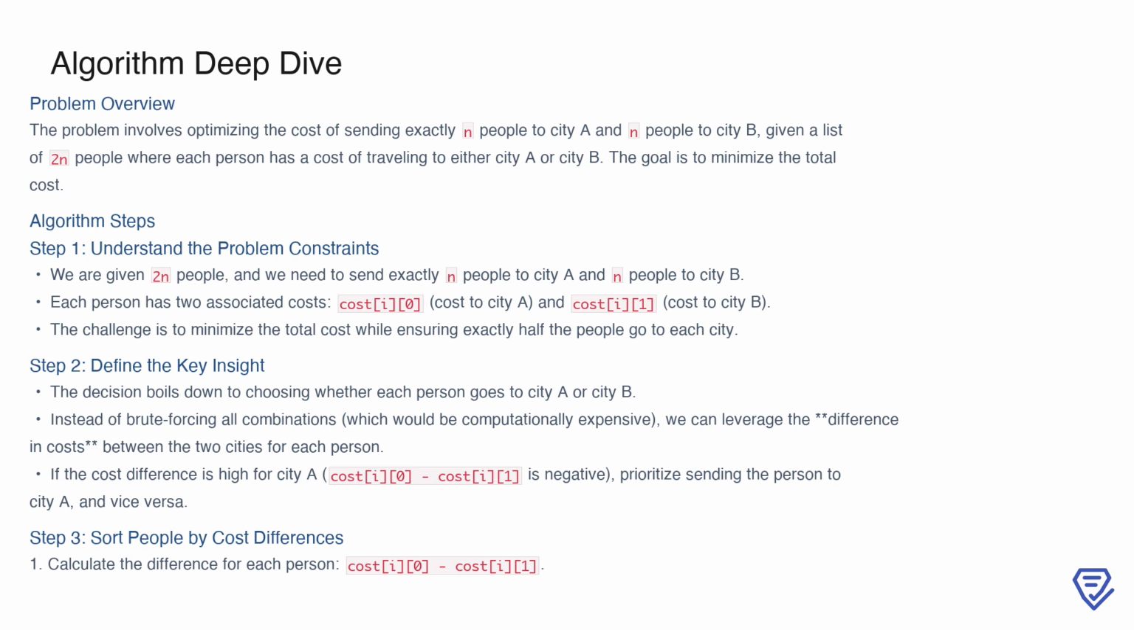Instead of trying every possible combination of assignments, which would be computationally expensive, we can focus on this difference to make an efficient decision. If the cost difference indicates a significant advantage for one city, we prioritize sending the person there. The next step involves sorting the people based on these cost differences to streamline the assignment process.